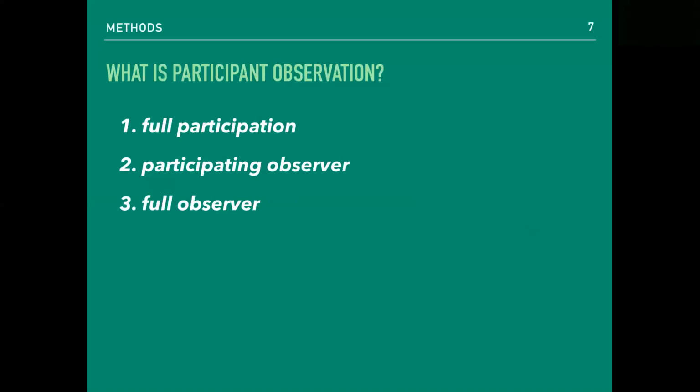We utilize a tool called participant observation. There are 3 different aspects of participant observation: full participation, participating observer, and full observer. This stems from the fact that you will never fully experience what someone else experiences, because we all come to a particular situation with our own biases, our own experiences, our own perspectives. And in that way, we're all unique.